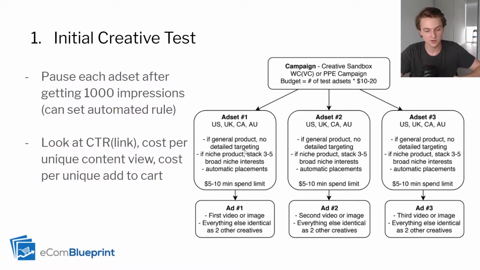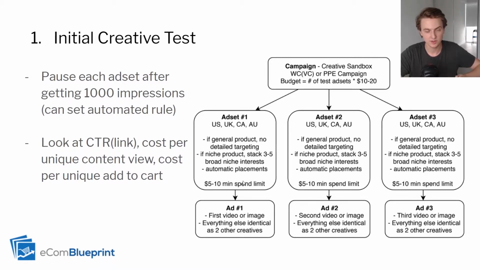Now, if it's a niche product, so for example, if you're selling some dog product or something, then you want to stack 3 to 5 broad niche interests. And so in the detailed targeting, you can add 3 to 5 broad niche interests related to dogs in that case. But for me, I focus mainly on general products that have a large target market. And so in most cases, I do no detailed targeting, and I just select these countries. And then for placements, you just want to do automatic placements. Just leave that as automatic placements.